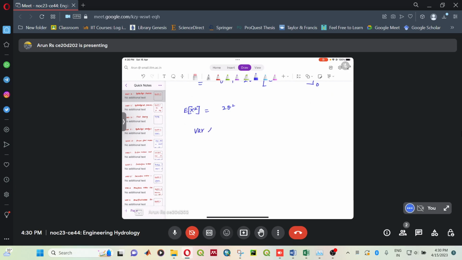Now we can calculate variance of x is equal to E of x square minus E of x the whole square. So variance of x is equal to 2 theta square minus, this will be theta square. So variance of x is theta square. So next measure is the standard deviation, which is nothing but square root of variance of x. So this will be theta.